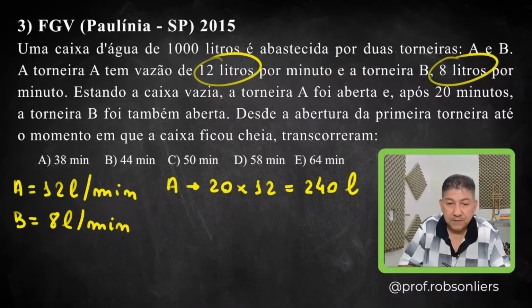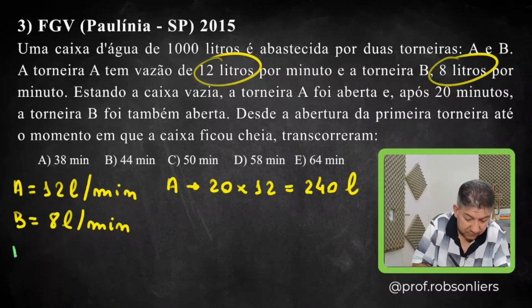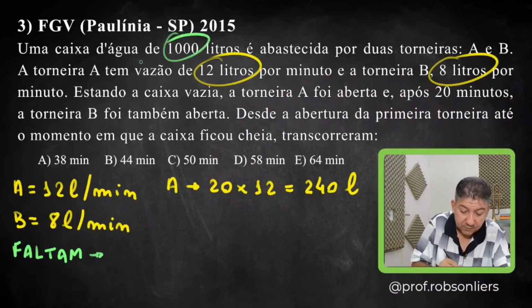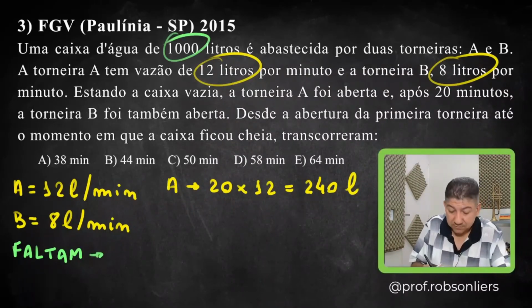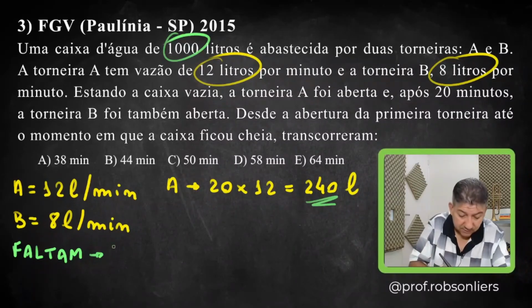All right. Now, if faucet A has already put 240 liters of water into the tank, how many liters are left to fill the tank? I'll put it here. Look, if the tank holds 1,000 liters and 240 liters have already been put in, we just need to subtract 1,000 minus 240. That's 760 liters. So there are 760 liters left.